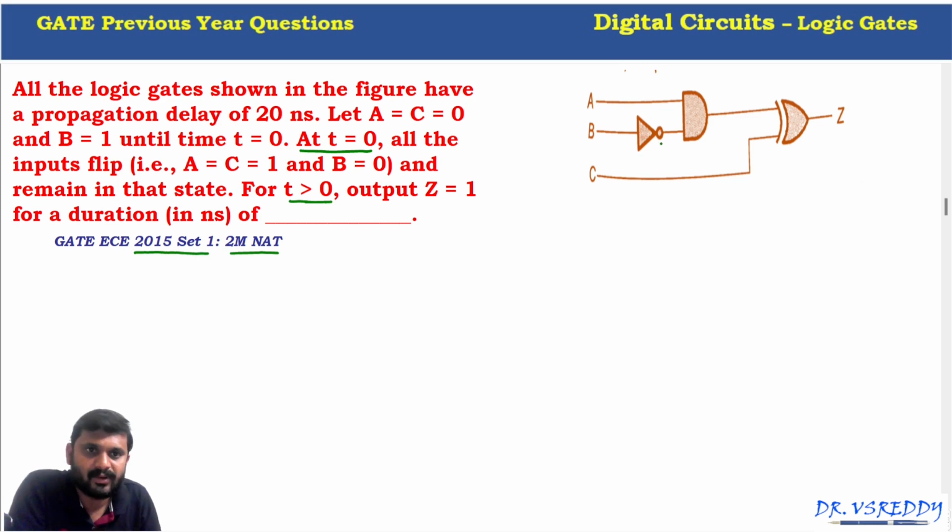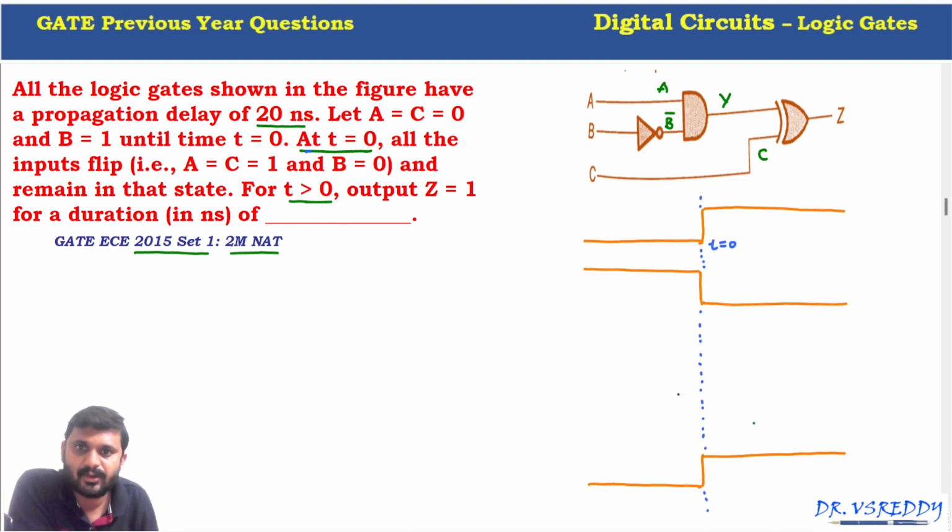Now the input for this NOT gate is B, so the output is B complement. Then assume that the output of this NAND gate is Y. So now the inputs for this XOR gate are C and Y, and the inputs for this AND gate are A and B complement. The propagation delay of each gate is 20 nanoseconds.